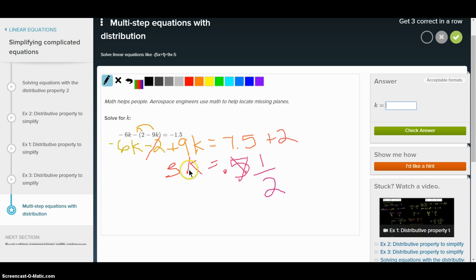Okay, so now we're going to get k by itself. So we have 3 times k, or k times 3, so we're going to do k divided by 3. So we're going to do this term divided by 3, and we're going to divide by 3 over here. That's the same as multiplying by 1/3. So we're going to have k equals 1/6.